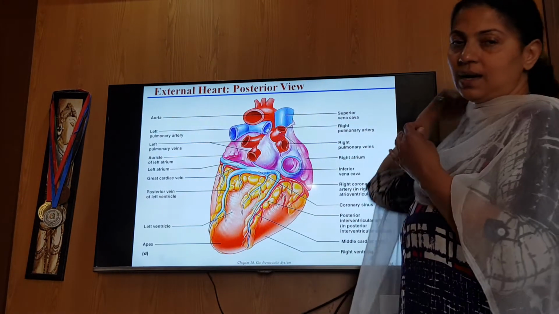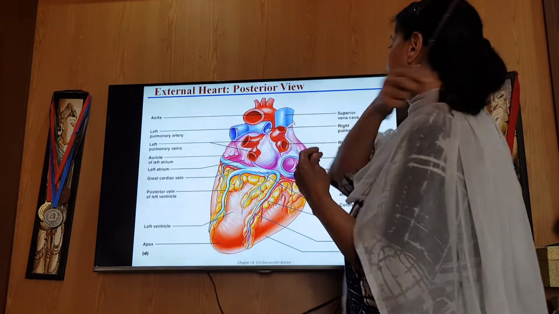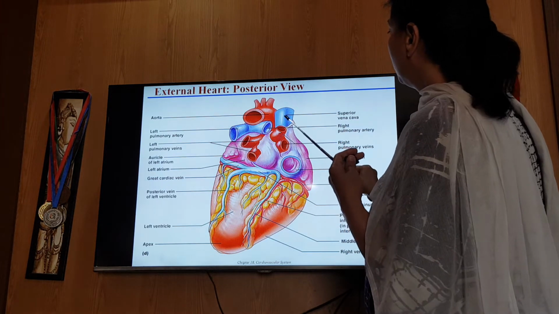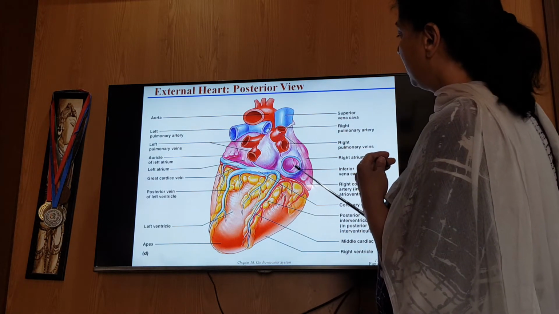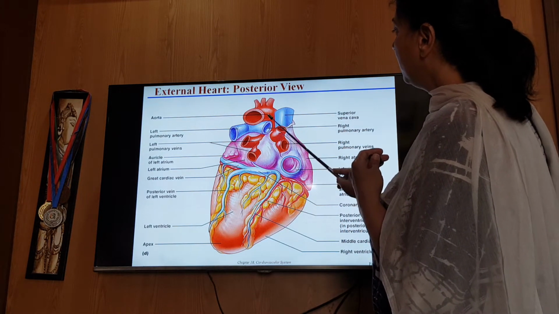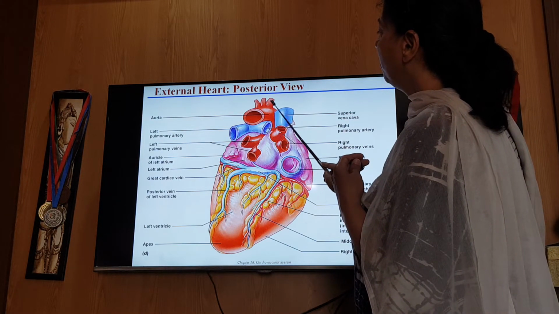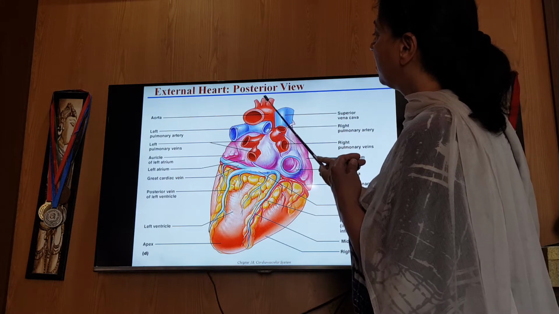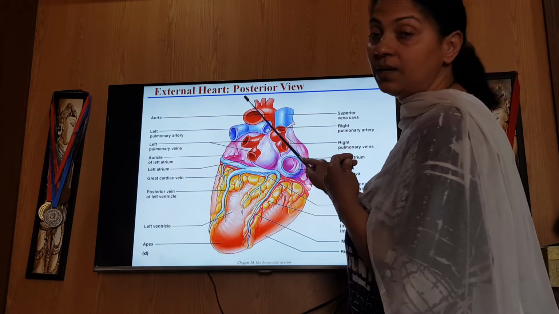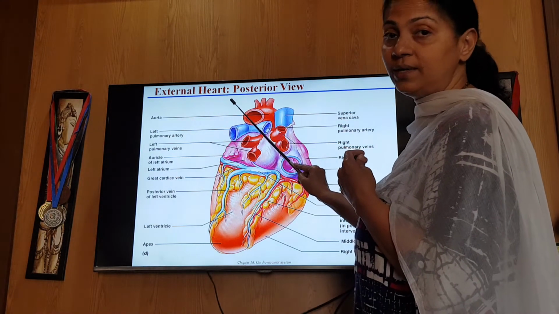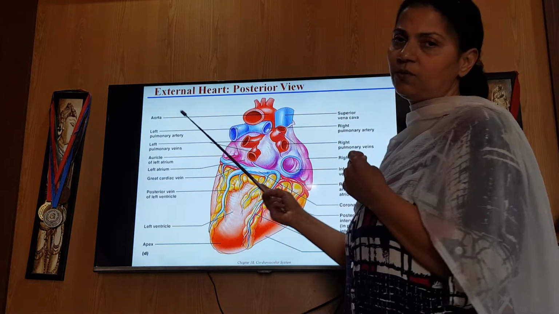Now we will see the heart from the posterior aspect. See here. You can see superior vena cava here. This is the inferior vena cava. Now this is the arch of aorta. Its three branches, isn't it? Brachiocephalic artery, left common carotid artery, left subclavian artery, right? The same thing that we saw from the front.